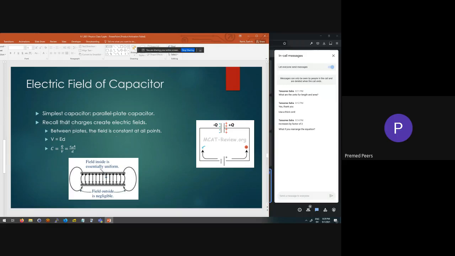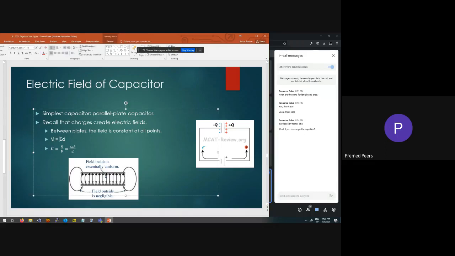So remember from before that charges create electric fields. And between plates, so you can see the picture here, we showed this distribution last time. Between parallel plates, we assume the plates are infinitely long because they're very close together. Compared to how close together they are, they're very long. And so the field in between them is a constant.